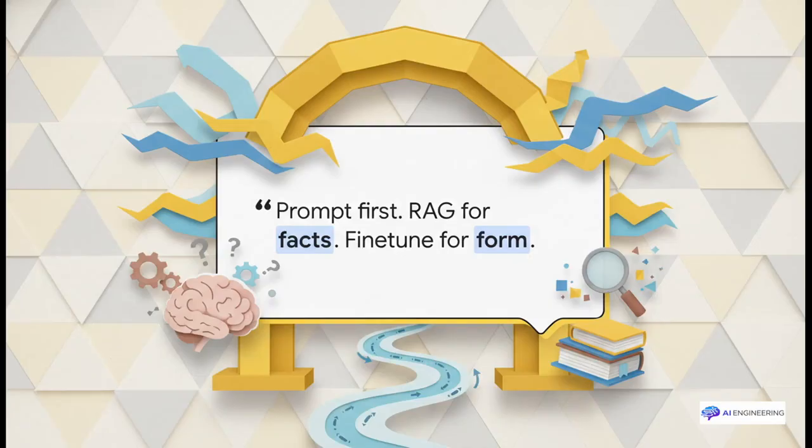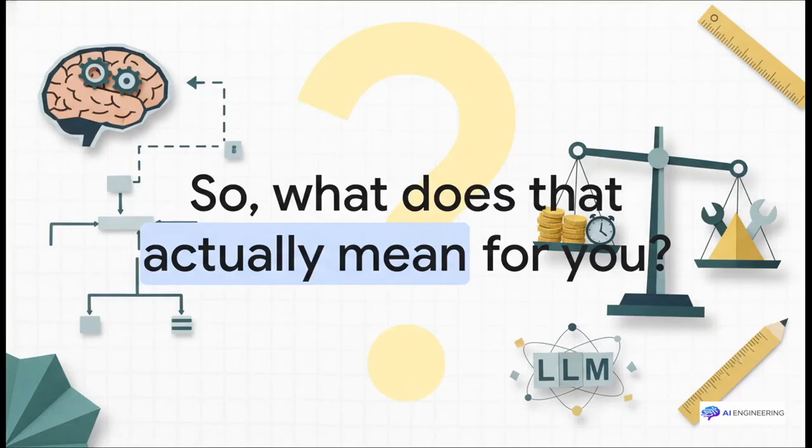Okay, let's start with the single most important takeaway. Seriously, if you walk away with just one thing today, it needs to be this. This right here is the golden rule. It's the mental framework that's going to save you so much time and headache when you're trying to customize a large language model. So, what does that actually mean for you in practice?